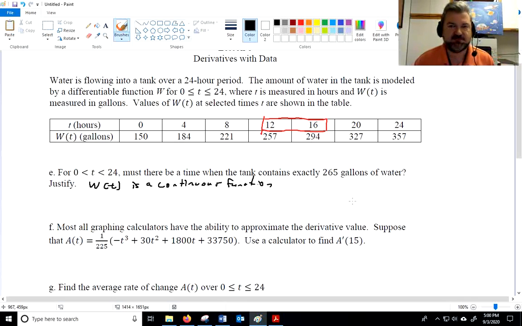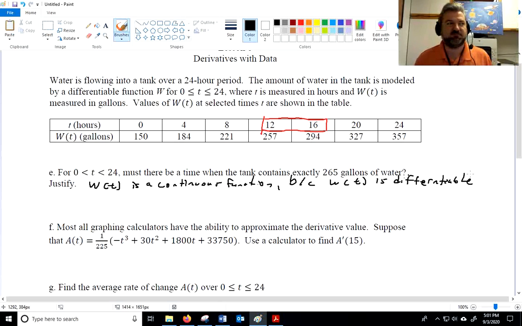But that's not enough. I've got to say how I know. They didn't say it was a continuous function in the problem, did they? I'm making a conclusion, so I need to explain how I know it. How do I know that W of t is continuous? Because W of t is differentiable. Differentiable is more rigorous than continuous. Now, that's the most important part of the problem.